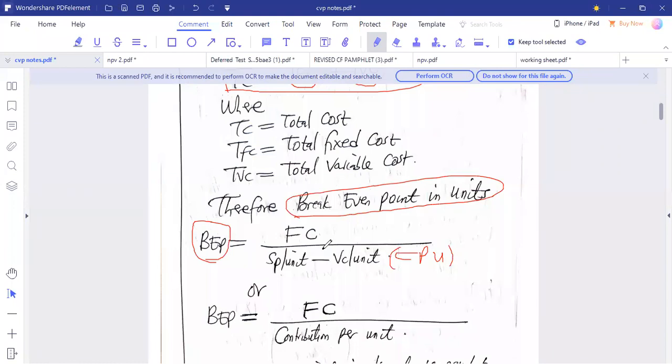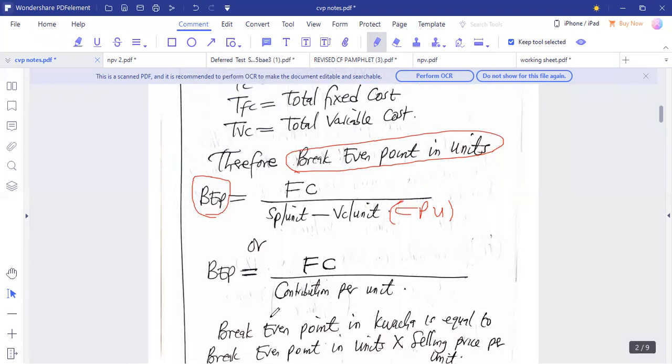So this is how we are getting the break-even point. We have the fixed cost over the selling price per unit minus the variable cost per unit, and we get the BEP. Then the other one: BEP is equal to fixed cost over the contribution per unit, which is this one. This is only the break-even point.